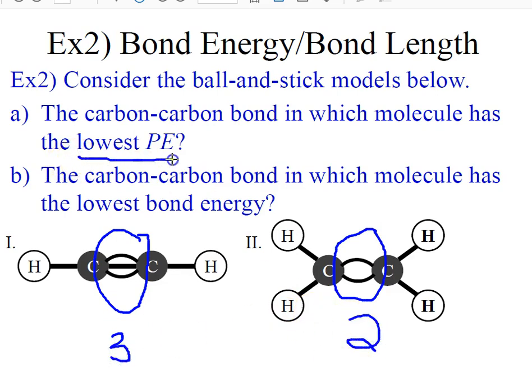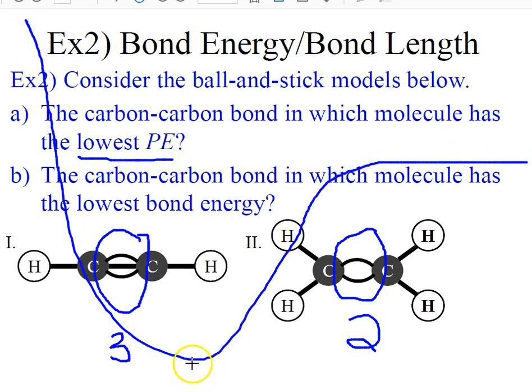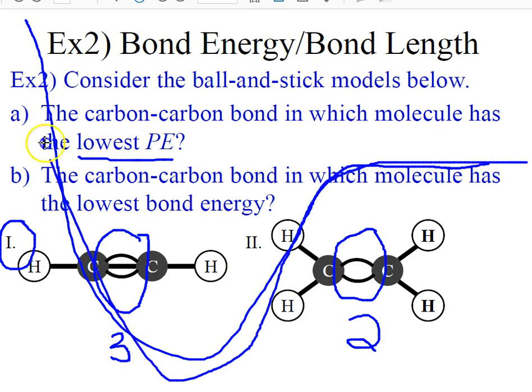So which one would have the lowest potential energy? If we're thinking about our graph, which one would dip lower? Well, I would dip lower, right? Because it's a stronger bond. So as they come together, strong, strong, strong attractive forces causing that dip. So that would be stronger with the triple bond.